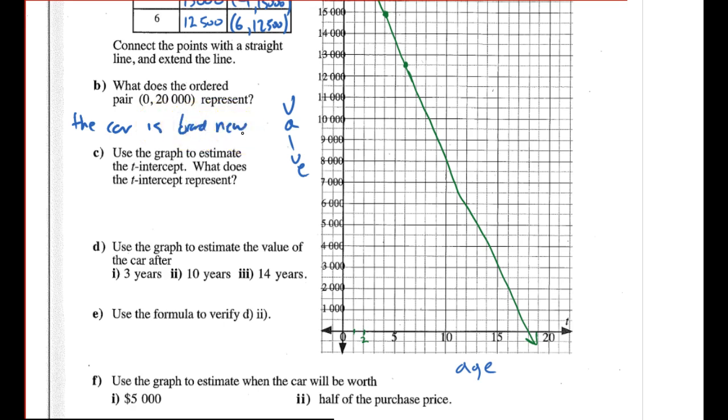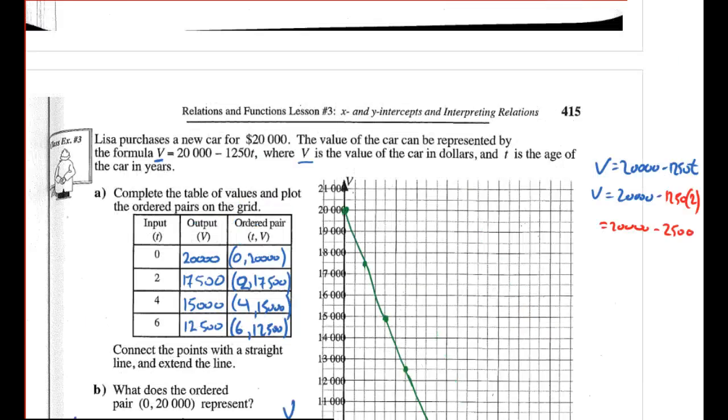In other words, the car, when it was bought, was $20,000. It says use the graph to estimate the t-intercept. What does the t-intercept mean? The t-intercept, I guess that would be down here. The v-intercept would be here, the value intercept.